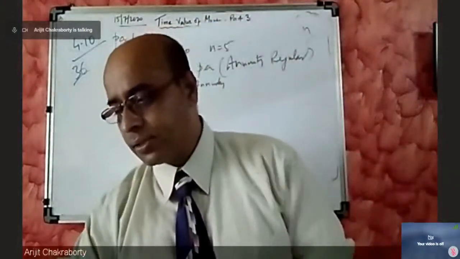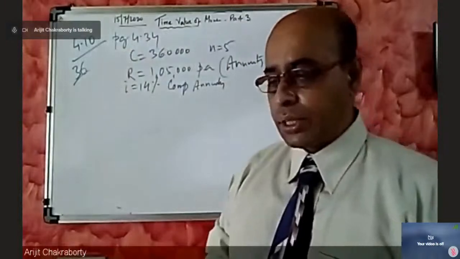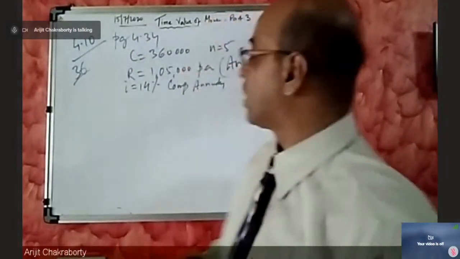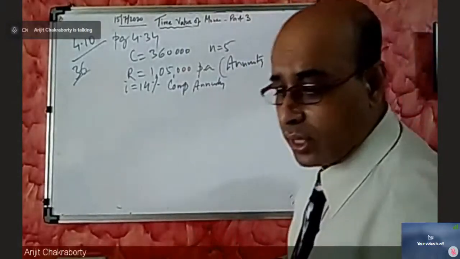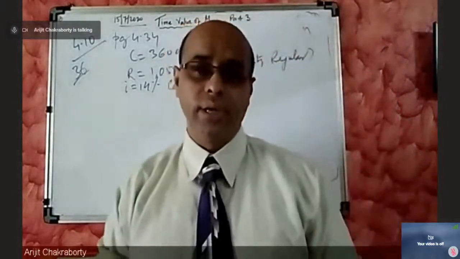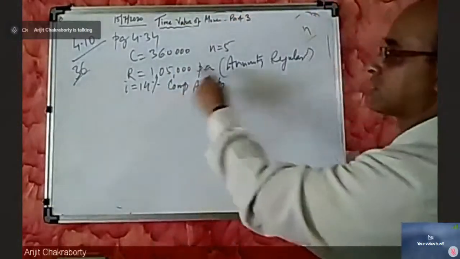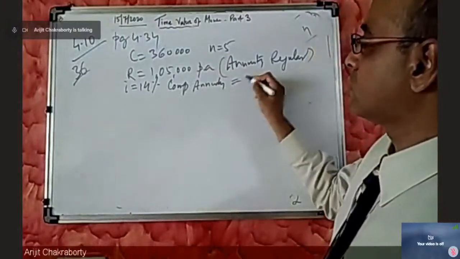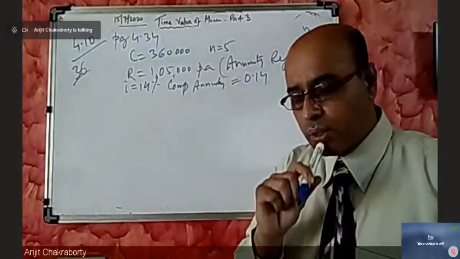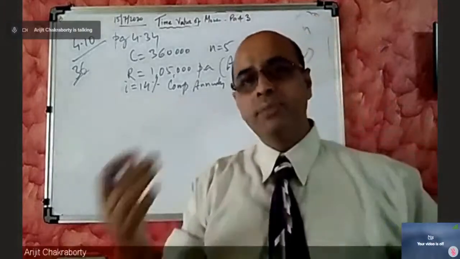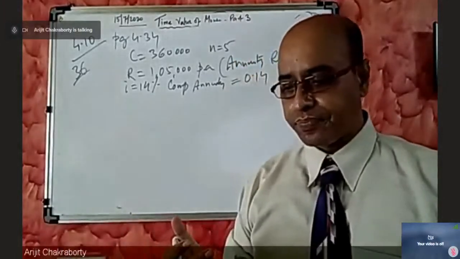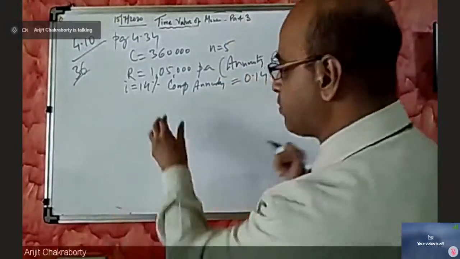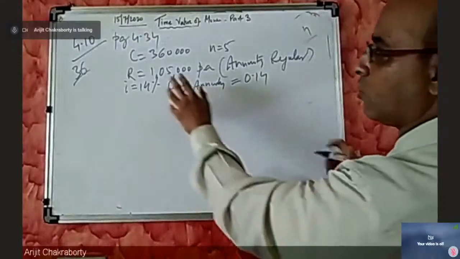Right, so let us see the problem. We have to first see for how many years I am paying 1,05,000. N is here equal to 5 years and the interest rate is 14%. N is 5 and I is 14%, that is of course 0.14. So what is the present value of this annuity you have to find out? First year I am making 1,05,000.